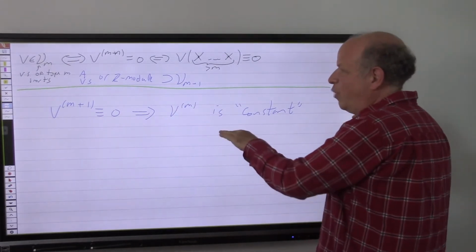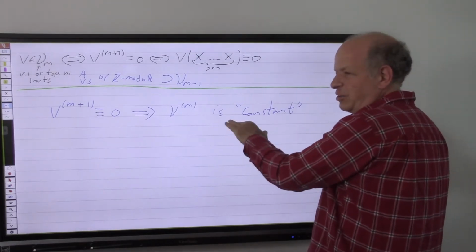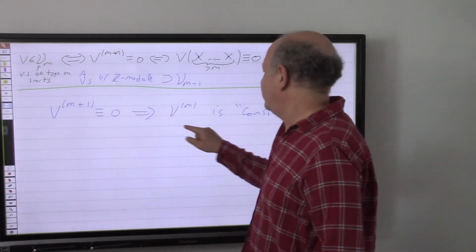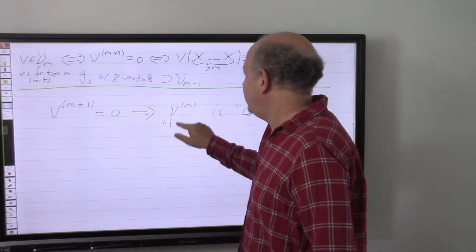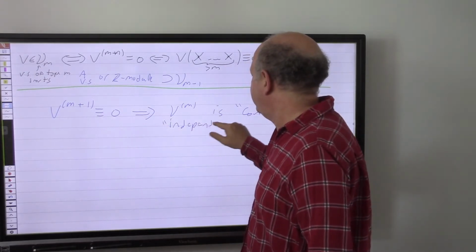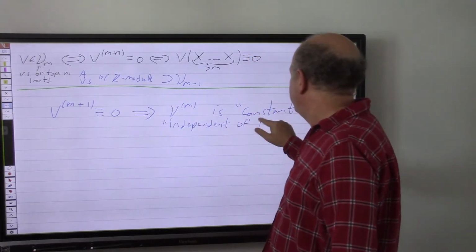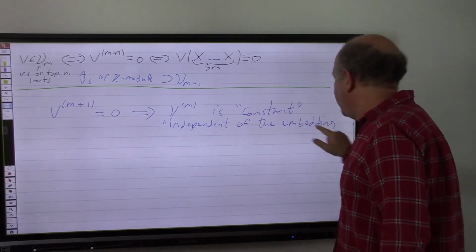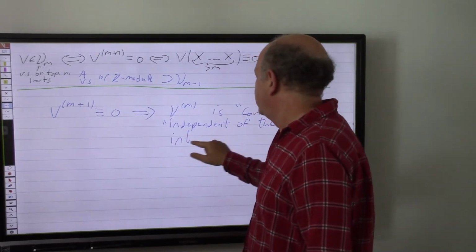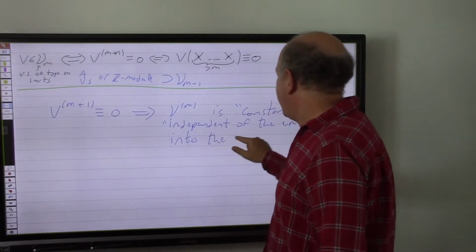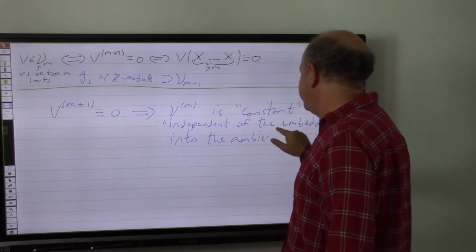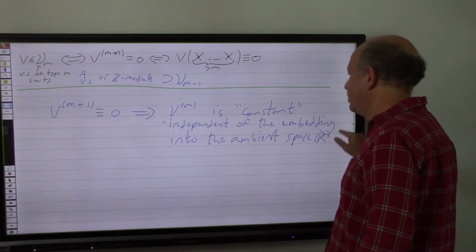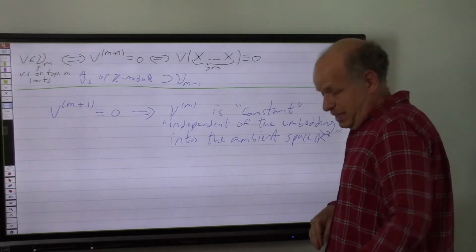So what does it mean that it's a constant? It means the following. I want to say that it is independent of the embedding into the ambient space. The ambient space, I just mean R3, the space in which all of this is happening. Let me explain.